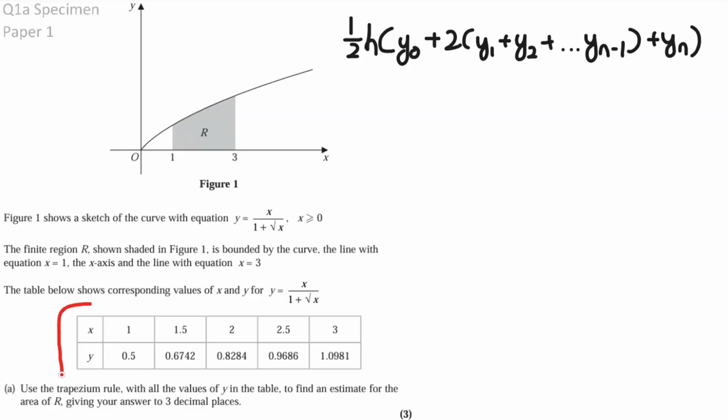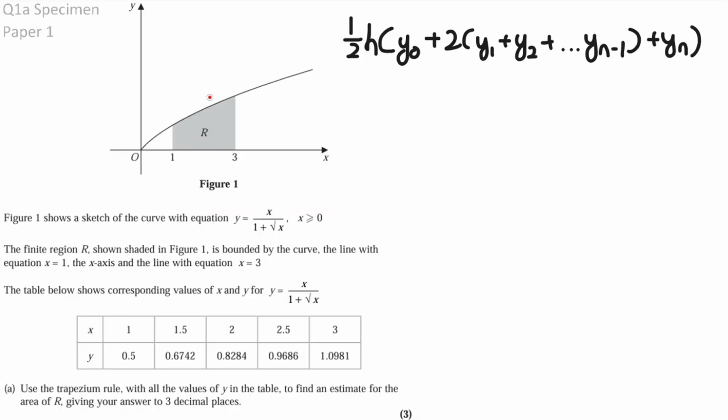And we're given this table here, which is values of x and y for this equation. So the x values are 1, 1.5, 2, 2.5 and 3, and these values, when you plug them into this equation, give out these y values here. And we need to use the trapezium rule to find an estimate for the area of R, okay? So it's all to do with this table here, okay?